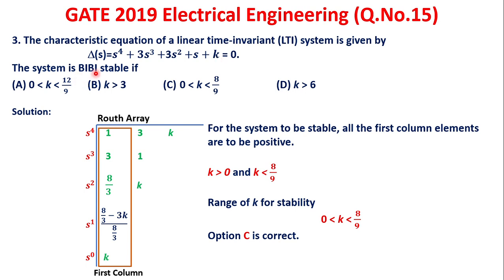The system is BIBO stable. So we should correct this: the system is BIBO stable if the first option, 0 less than K less than 12 by 9. Second option is K greater than 3. Third option, 0 less than K less than 8 by 9. Fourth option is K greater than 6.